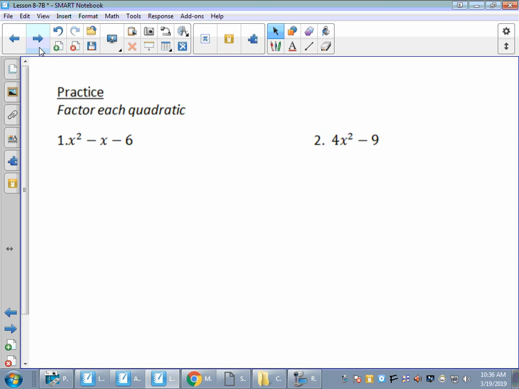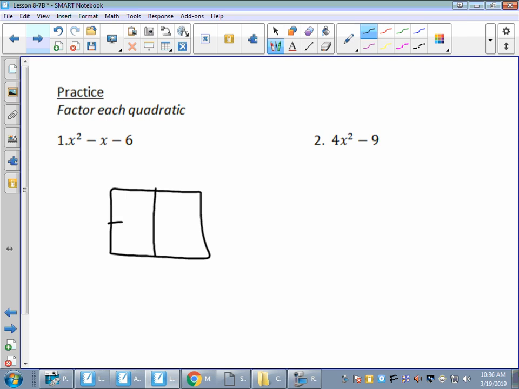Let's do a couple of these. X squared minus x plus minus 6. Okay, so we're going to make our square. All right, and in this case, remember our x squared goes here, and our last term, negative 6, goes here. And so we're trying to find numbers that are going to add up to our b term of negative x. So they have to add up to equal a negative x. Be careful with that negative.